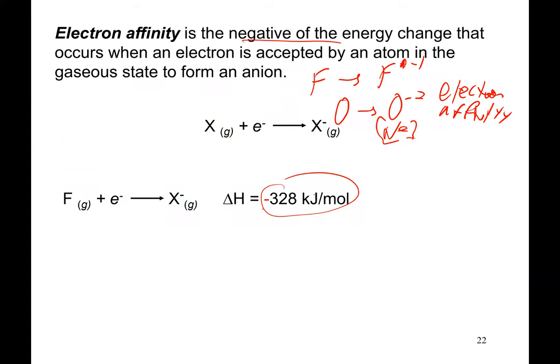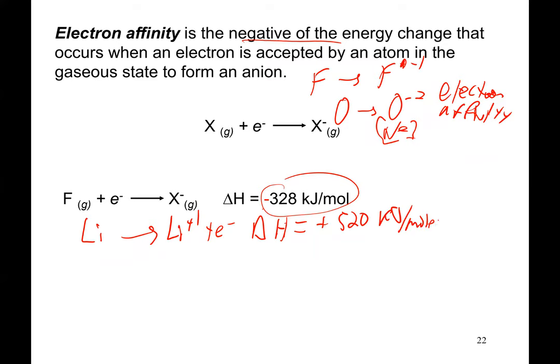So basically lithium gives up an electron: lithium goes to lithium plus one plus the electron. This delta H, and we'll talk about delta H in the last part of the semester, is plus 520 kilojoules per mole. So this requires energy. This one gives up energy. Okay? Do you see the relationship there?